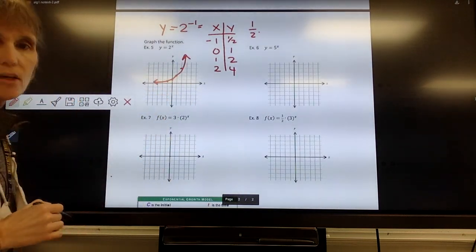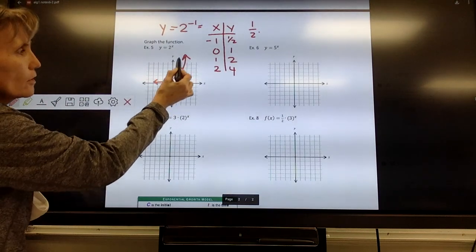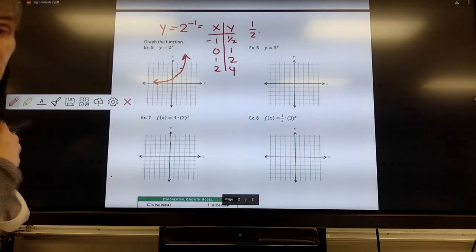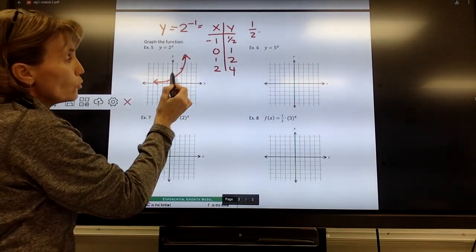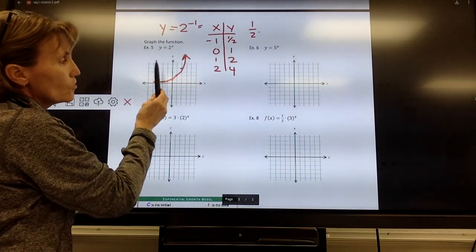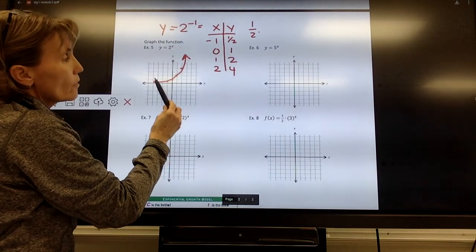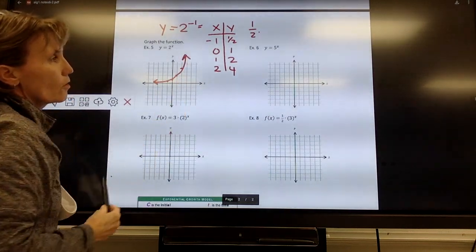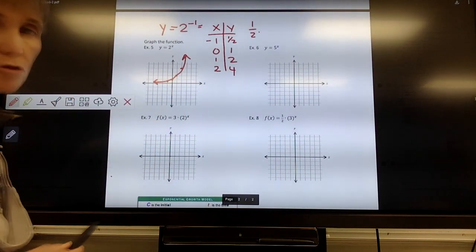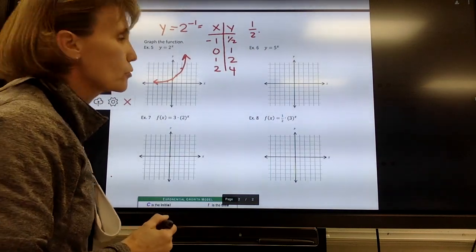Okay, we put arrows on both ends of our curve here. This actually represents exponential growth. It's going to be going up as we move to the right and the x values get greater. We are going to increase our y values rapidly. So that's actually exponential growth.